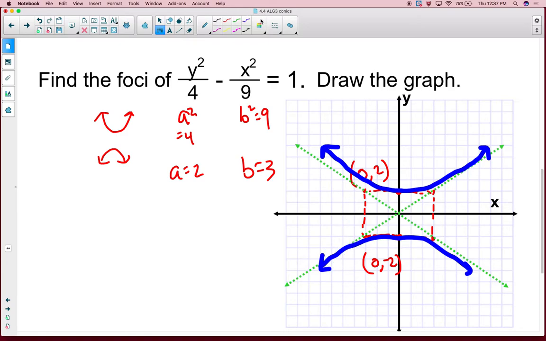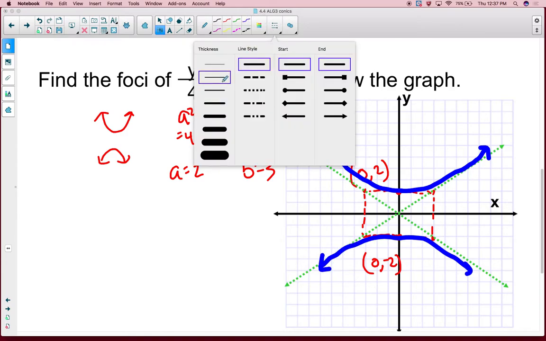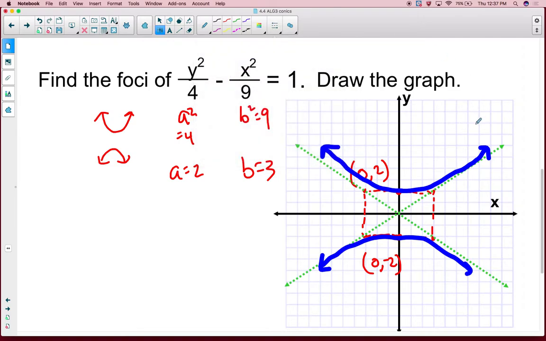You should also make sure that you write in what the asymptotes are. So your asymptotes here are we rise 2 and we run 3, 2 over 3x. Here we rise 2 and we run negative 3. So this is negative 2/3 x. Those are your asymptotes.